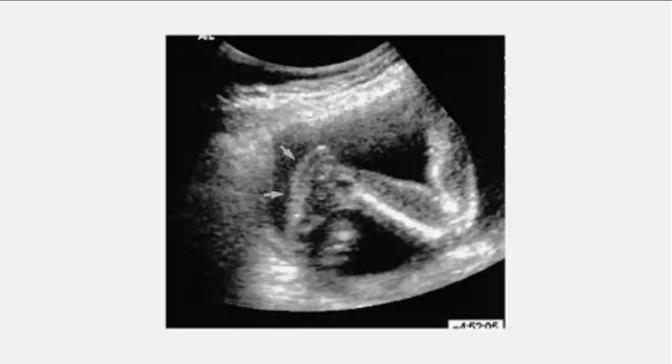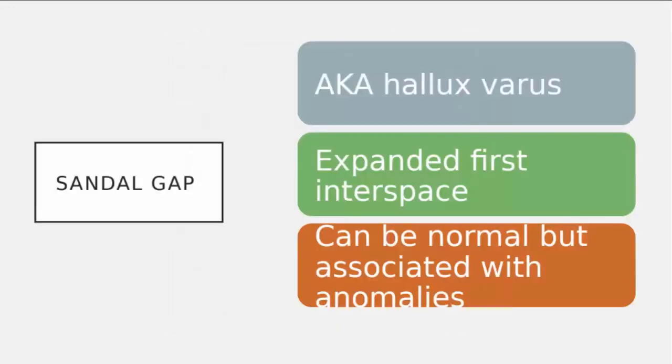Here we can see that thickened sole of the baby's foot, really pushing outward and convexing outward. It's cute, but we don't want that for our baby. Next, we have sandal gap. This is known as hallux varus, another really big registry question. Make sure you know what that term is. Make sure you know the difference in terms between talipes, aka clubfoot, and hallux varus, aka sandal gap.